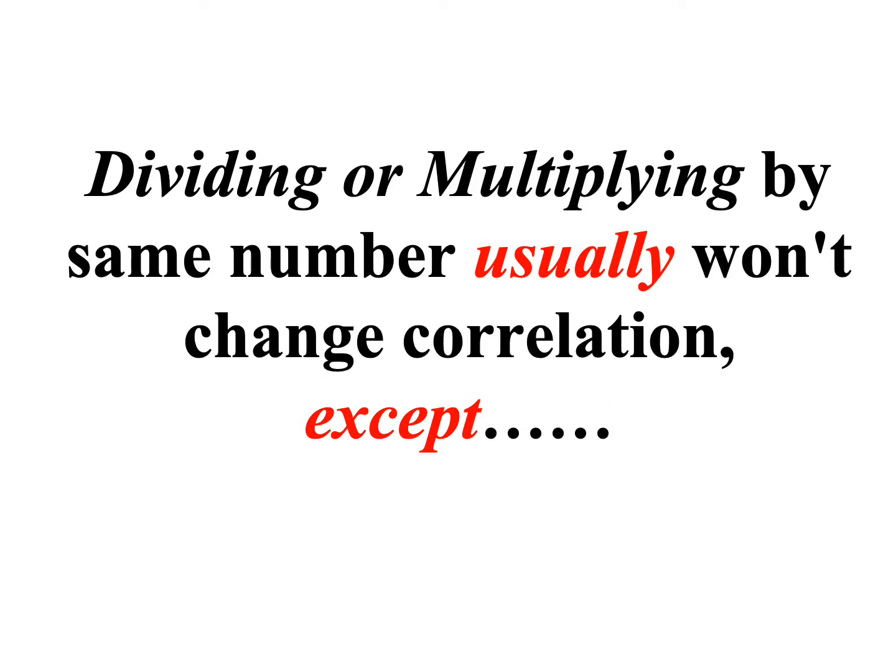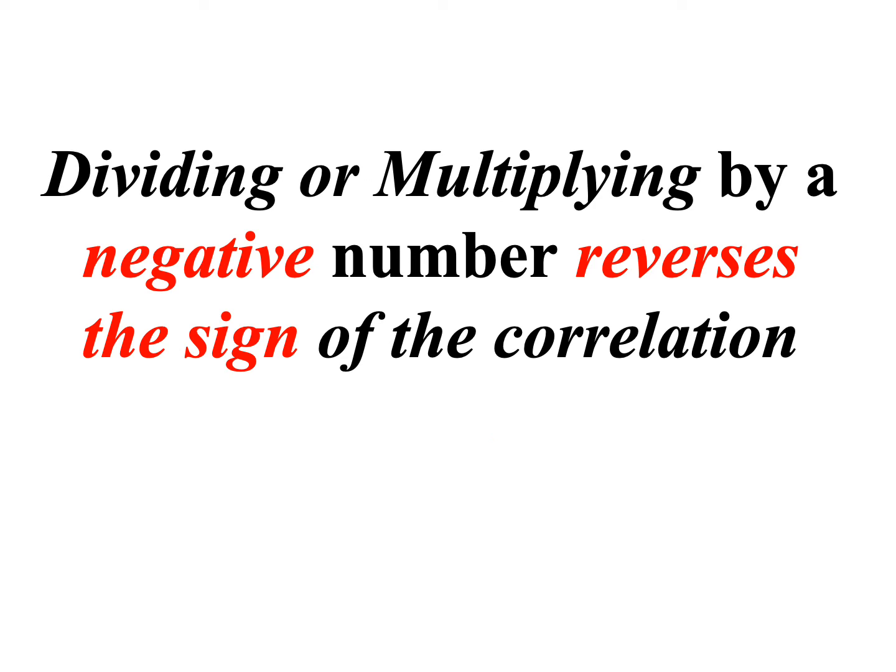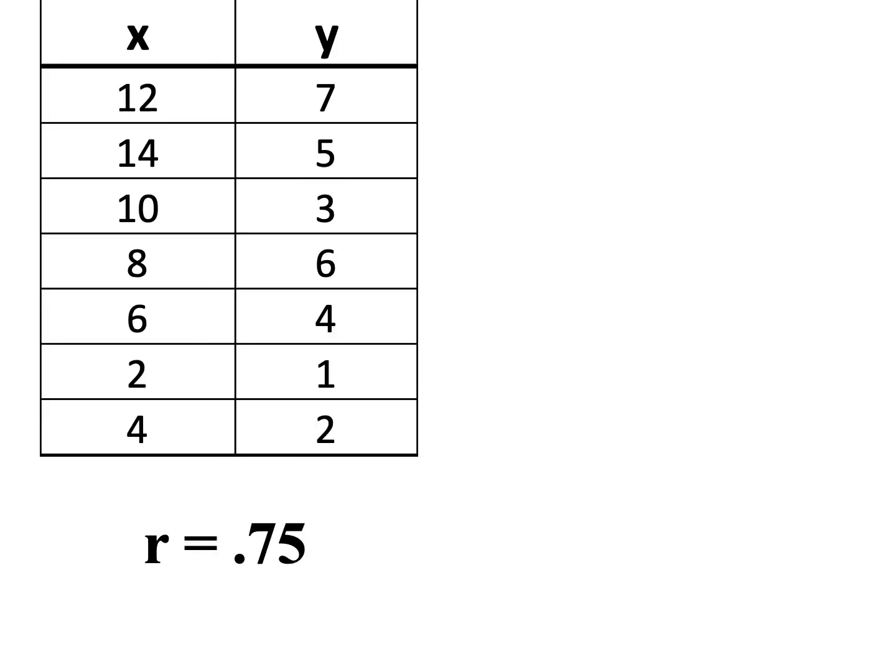Dividing or multiplying by the same number usually doesn't change the correlation, except there is a catch. Dividing or multiplying by a negative number reverses the sign of the correlation, either from negative to positive or from positive to negative. So let me show you what I mean.